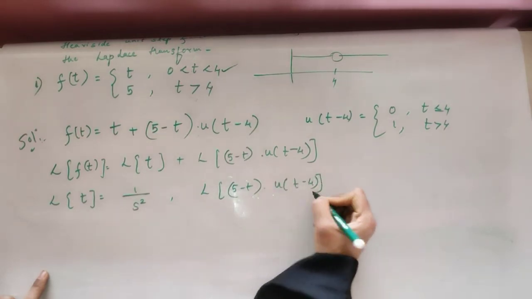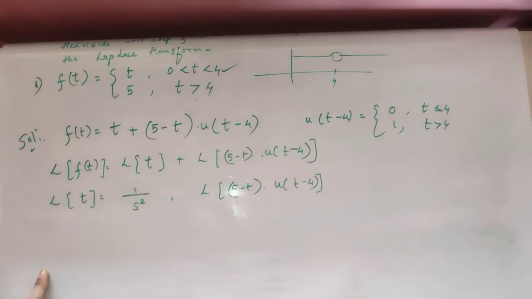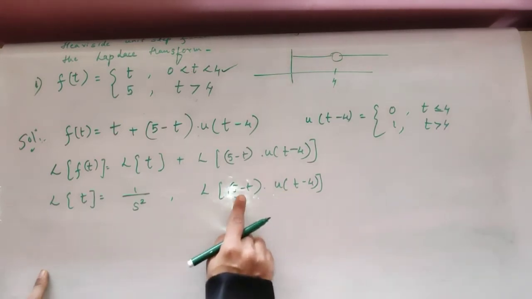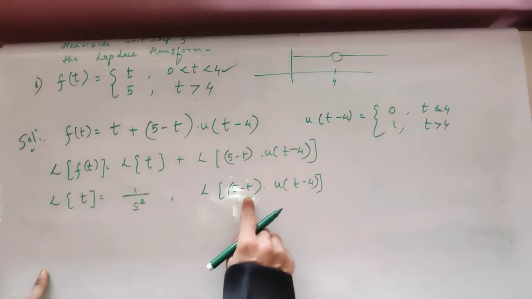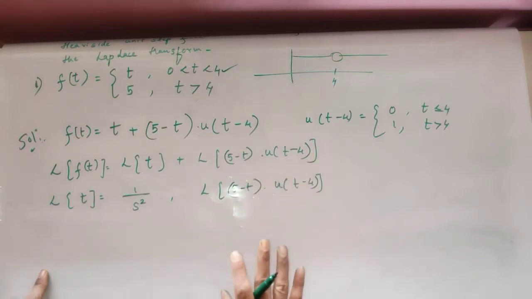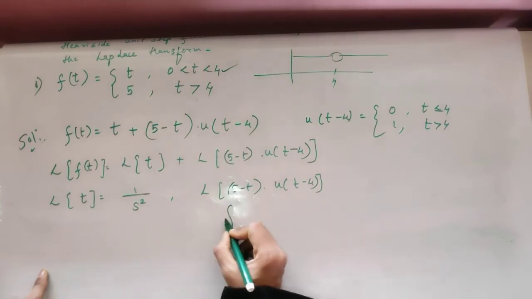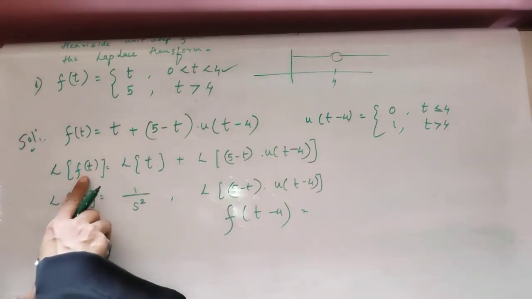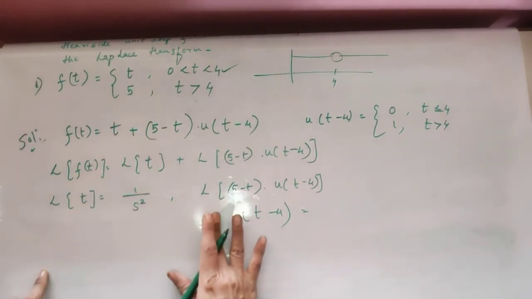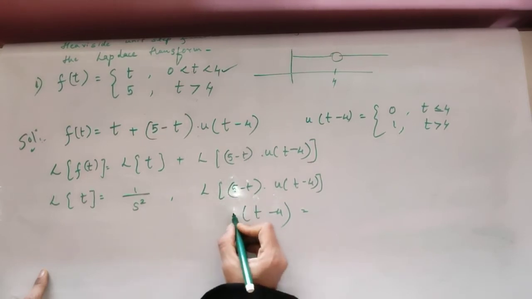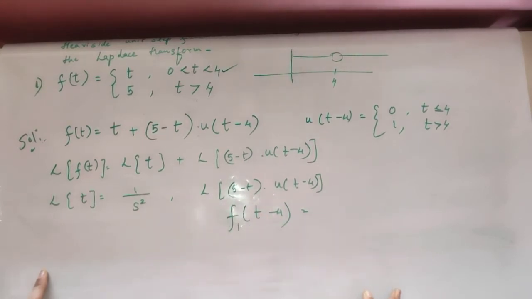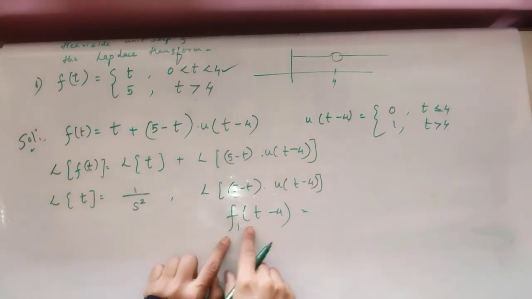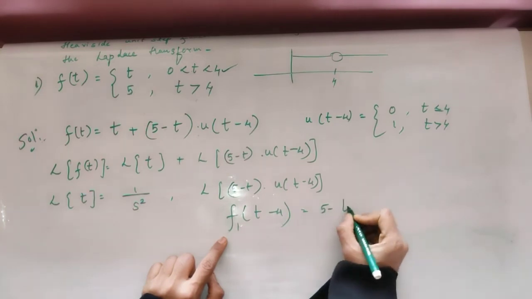Now this type of problems also I have taught you in my previous session. It is very simple to work. Now here you have got u of t minus 4. The term which is attached to it should also be in terms of t minus 4 only. That is, it should be f of t minus 4. Now you must be getting confused with this f and this f, so I will use f1 of t minus 4, so that there is no confusion between this f of t and this f of t. So f1 of t minus 4 is equal to 5 minus t.